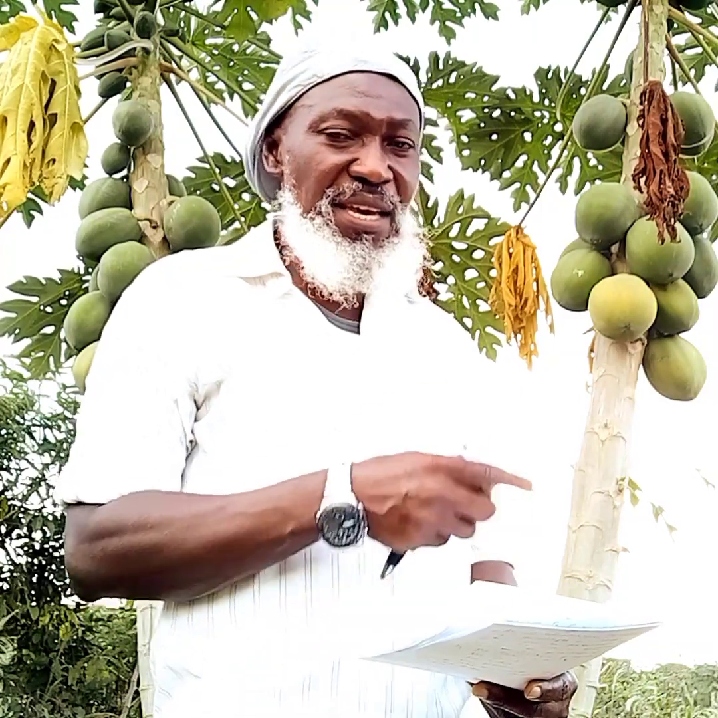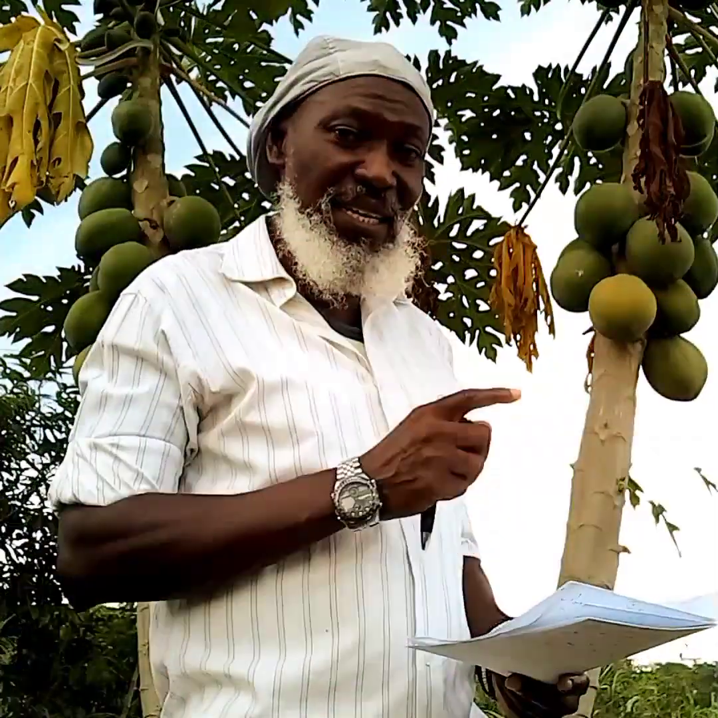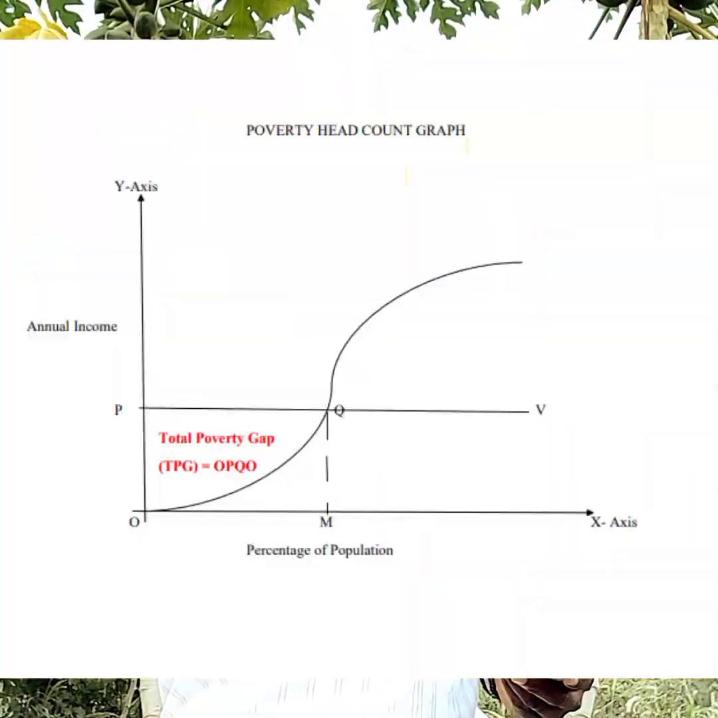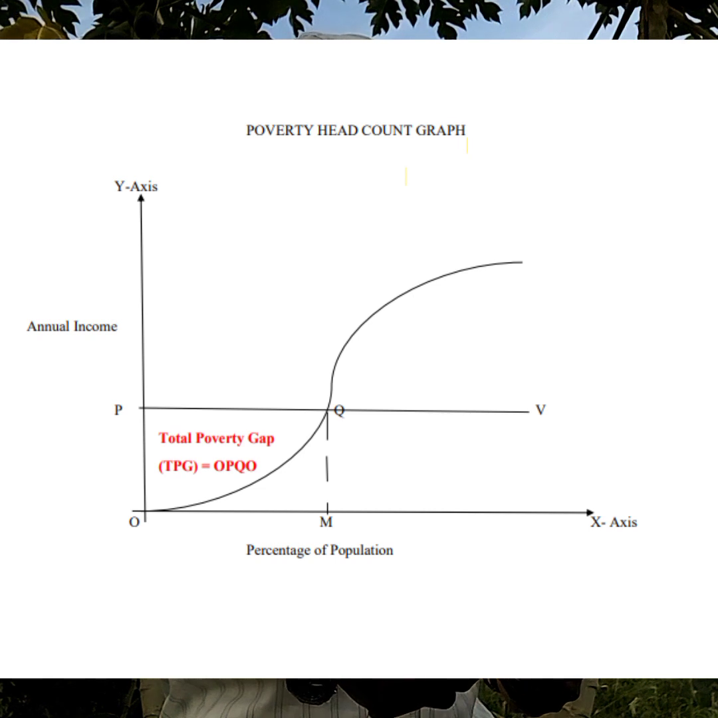In reality, the income line is close to an S-curve. So per the graph, you can see the S-curve. Then you can see the total poverty gap that is shown between the OPQ and O.